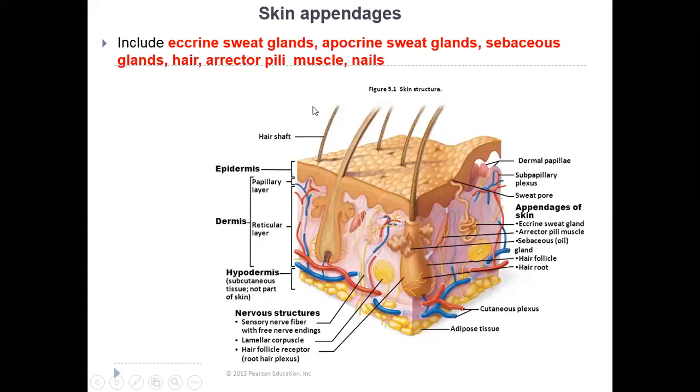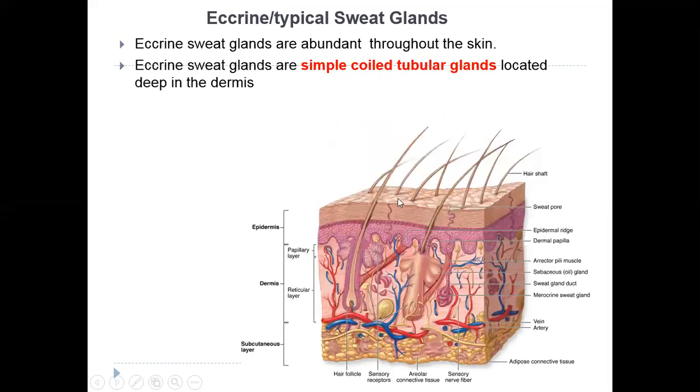Okay, before that, let's talk about the appendages of the skin. They are eccrine sweat glands, apocrine sweat glands, which are another type of sweat gland, sebaceous glands, hair, erector pili muscle, and nails. Let's see each of the skin appendages in detail.